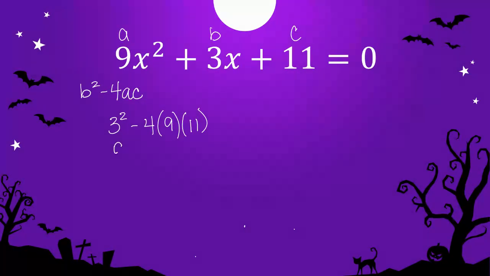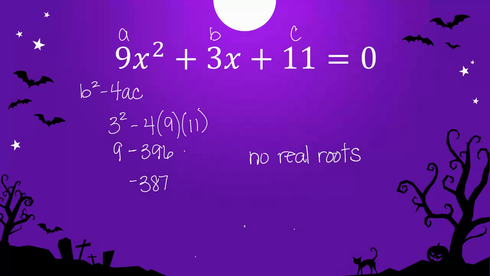So we're going to take 9, which is 3 squared, minus, and then we're going to take 4 times 9 times 11, which is 396. And when I subtract 9 minus 396, I get negative 387. This is a number that is less than 0. Therefore, there are no real roots. So if I go on to solve this, I will have an i in my answer.